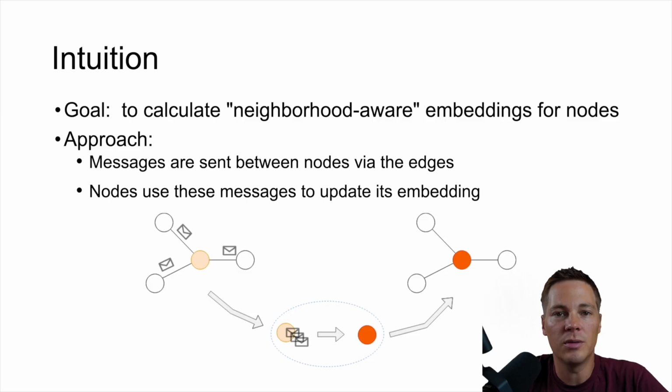Okay, so a little intuition behind what the message passing framework is doing. So again, the goal here is to calculate these neighborhood-aware embeddings for our nodes. And the way we're going to make a node aware of its neighborhoods is we're going to have all of the neighbors send messages to the node. So you see this envelope here coming along each of the edges of the neighbors of our orange node. And then we're going to use those messages to update the representation that we have of our node to be something new. And this new representation will take into account these messages as well as the previous state.